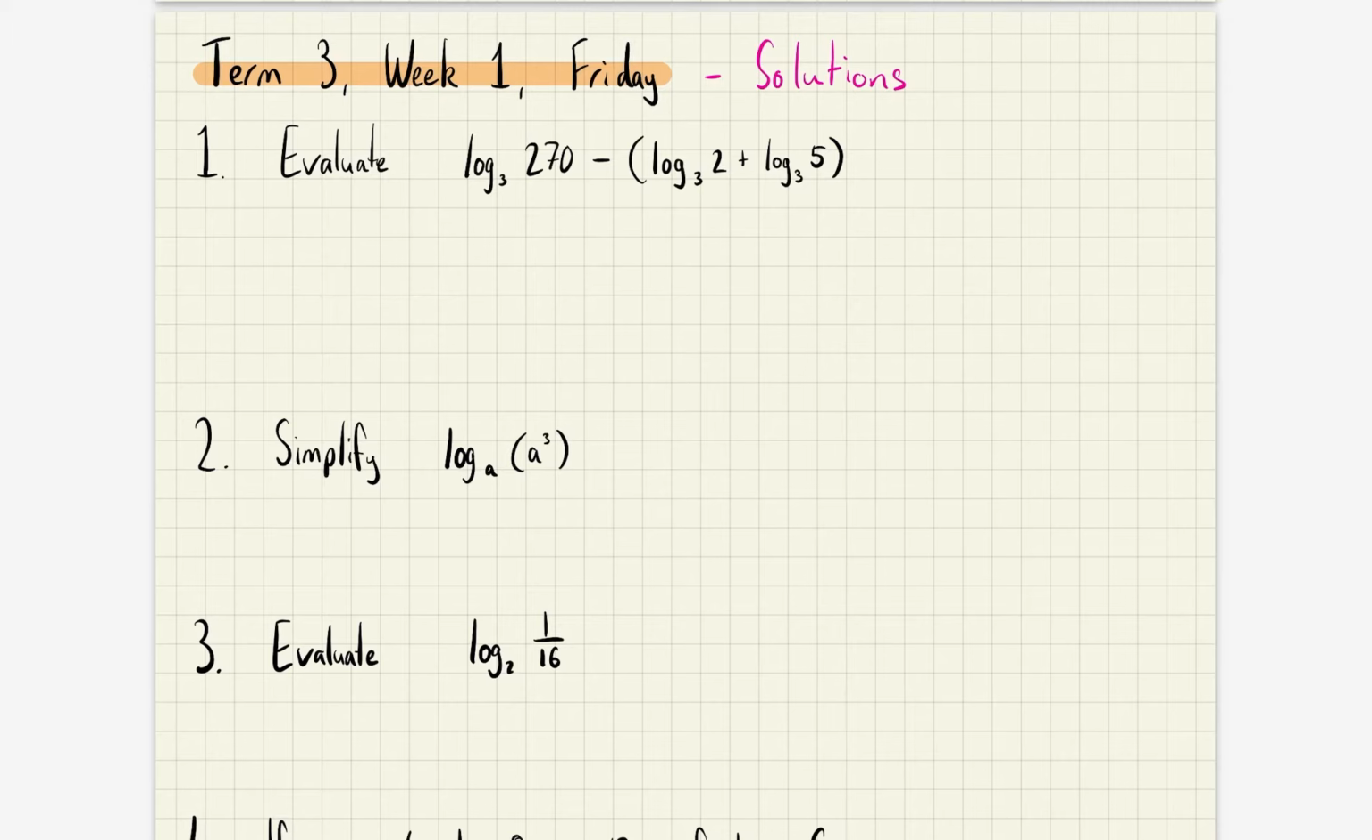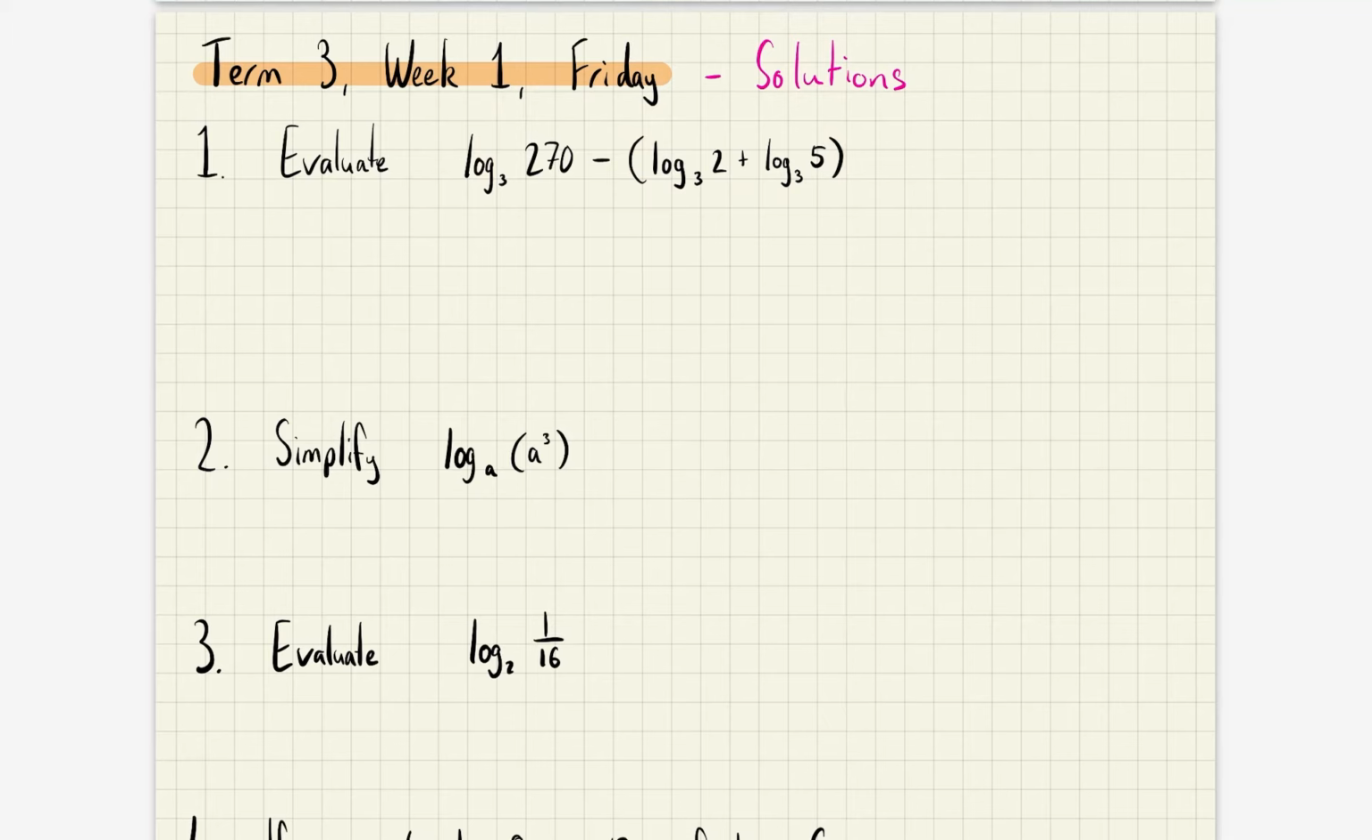So the first one is asking us to evaluate. Now, it's very important to notice here that we've got 3 logs, but they all have the same base. That's really important because if they have the same base, then we can use our laws with them. So let's have a look. We've got log base 3, 270, minus, and then we've got some brackets here. Because there's brackets, I'm going to work with that first.